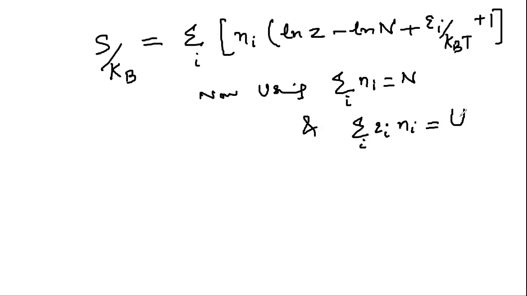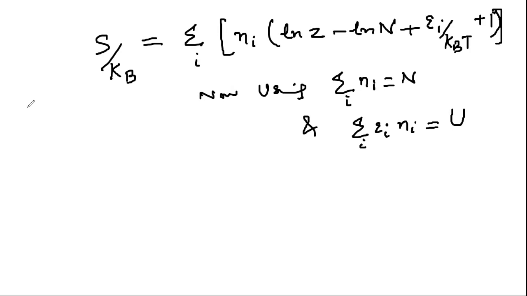So let me check it. Summation I, Ni times ln z minus ln n plus epsilon I by kBT plus 1. Ni is outside, this whole expression inside. So I should write one bracket here, right? So making use of summation I ni is equal to capital N and summation I ni epsilon I is equal to U, it becomes, I will use another color for that.